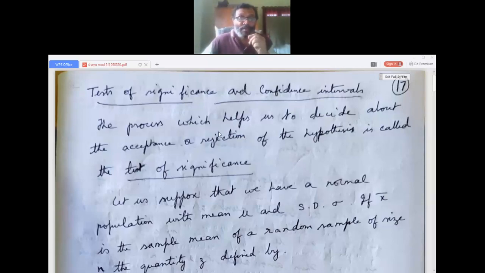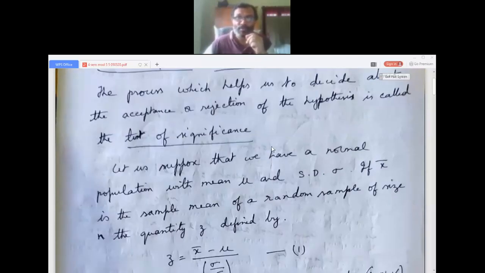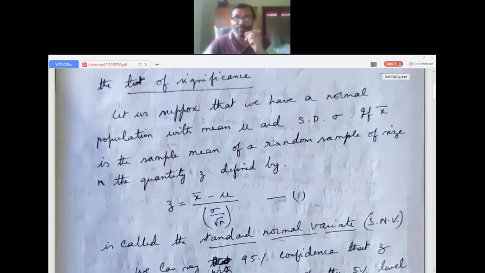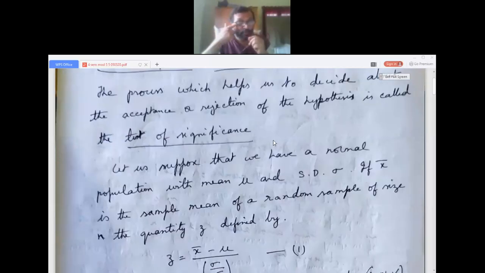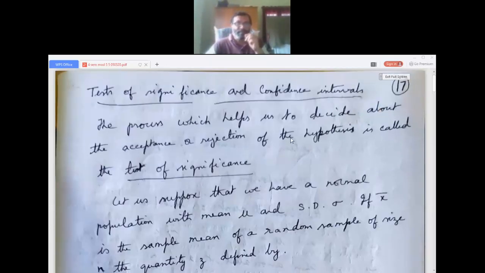Okay. The question might come for 1 or 2 marks: define test of significance. The process which helps us to decide about the acceptance or the rejection of the hypothesis is called the test of significance. The name itself says the test of significance.